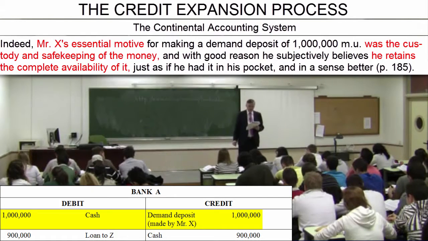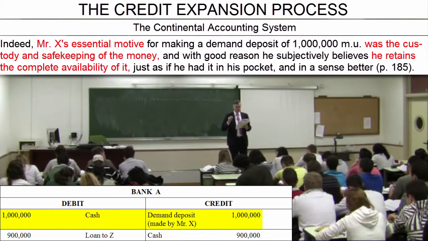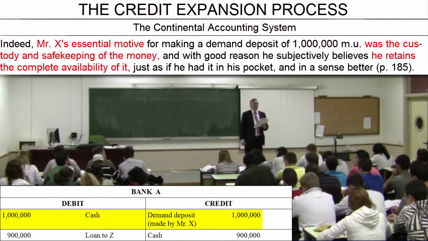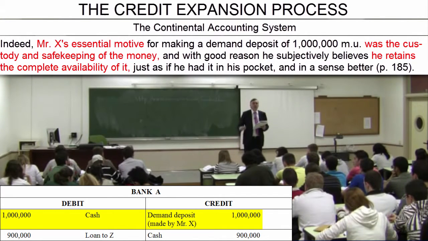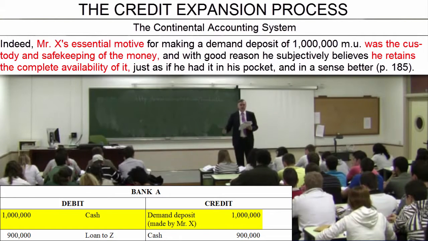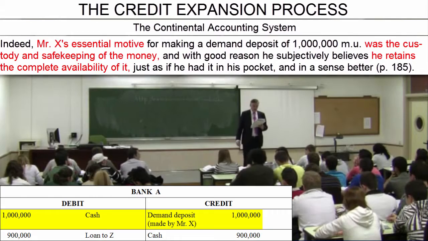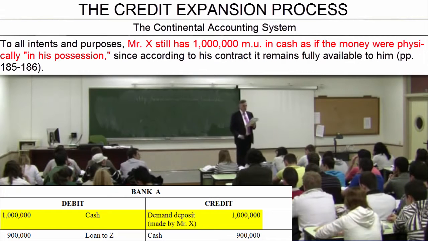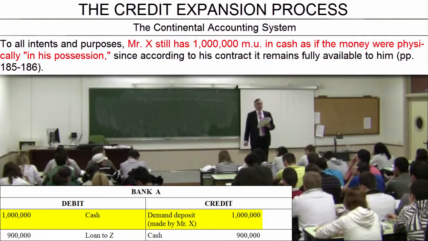Therefore, Mr. X subjectively, and with good reason, believes he has 1,000,000 monetary units in his cash balances. He does not have the money in his pocket, he has it in the bank, and it is immediately available to him. He can go to the bank today at any time and withdraw his money. Thus, I repeat, Mr. X still has the same balance of 1,000,000 monetary units of liquid assets, or money, that he had before. It is as if the money were physically in his possession, since, according to his contract, a demand deposit, he enjoys the full availability of those monetary units.